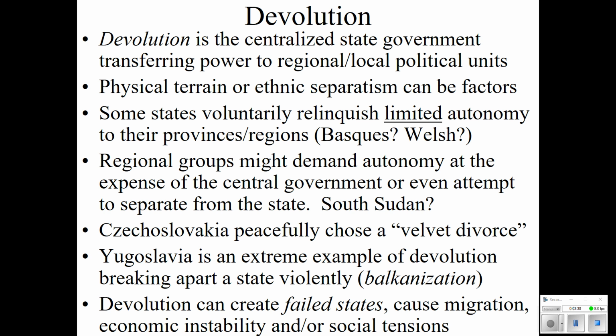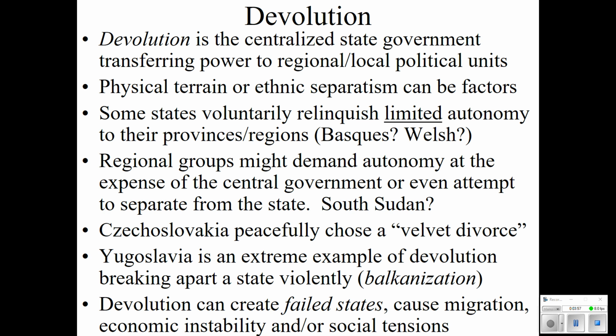The Czechs are different than the Slovaks. The Czechs are more urban, more industrial. Slovaks more agricultural and rural. And they basically had a vote in 1992, and they said, look, we don't want to be with you, it's not you, it's me, and it's the velvet divorce because it was smooth. Yugoslavia, on the other hand, violent breakup.